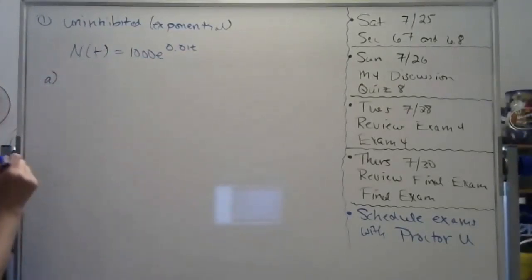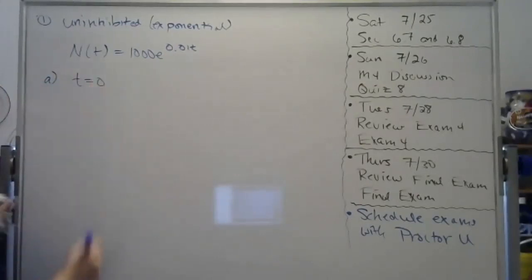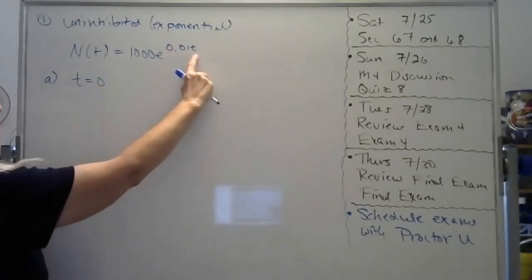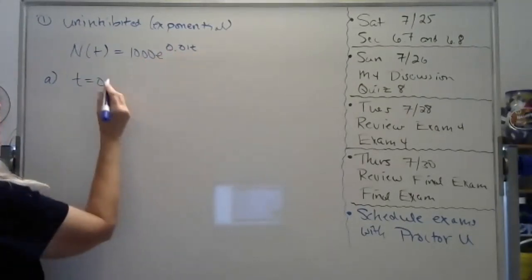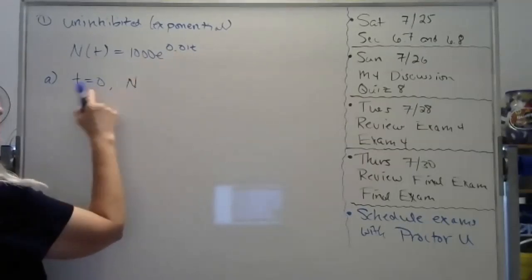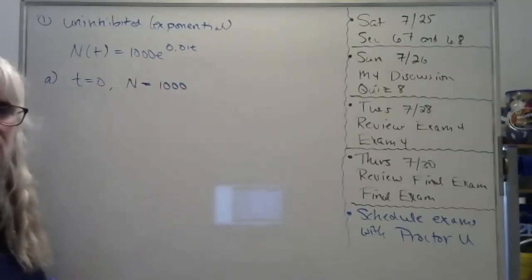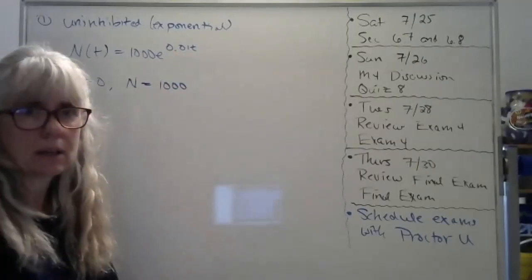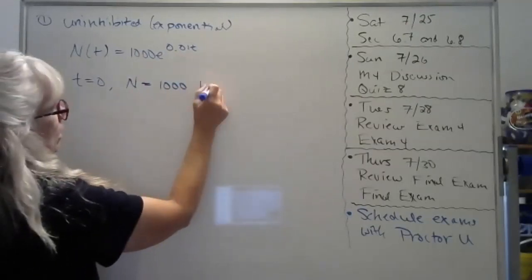Question A simply wants to know, determine the number of bacteria at t equal to 0. When time is 0, that means that the exponent up here is 0 and e to the 0 power is 1. So we know that the population at time 0 is going to be that beginning number of 1,000. So this just verifies where we had A naught a few minutes ago. So sure enough, your initial number of bacteria is 1,000 bacteria.